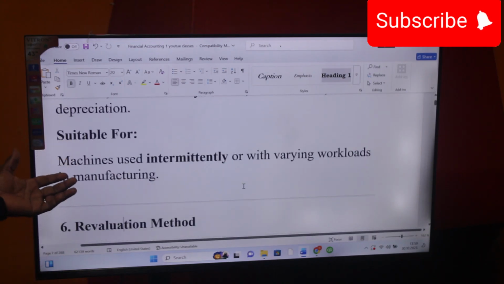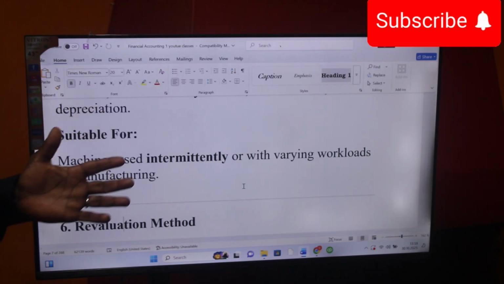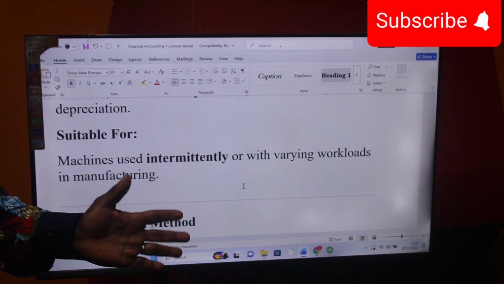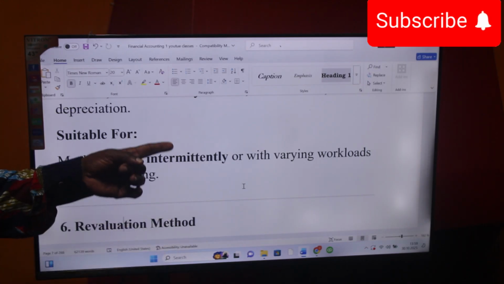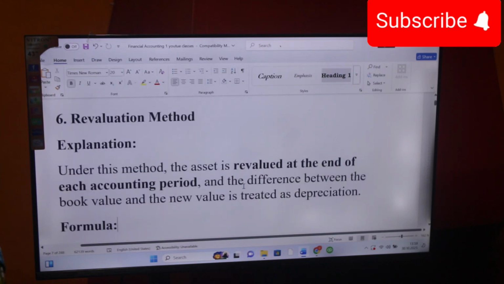It is suitable for machines used intermittently. They are not being used daily, they are not being used on a continuous basis, the same number of hours every day, or with varying workloads in manufacturing. Number 6, we talk about the revaluation method.